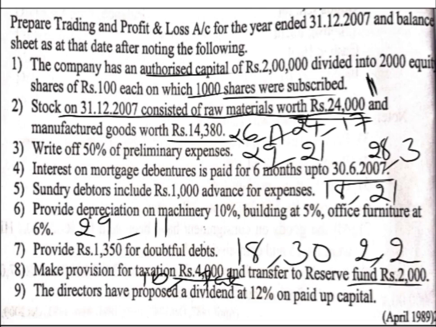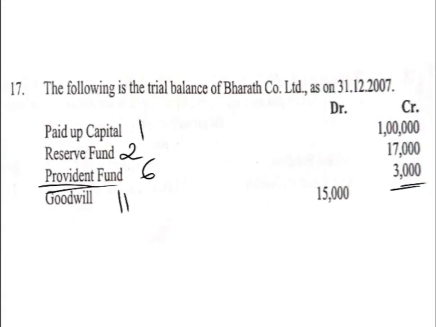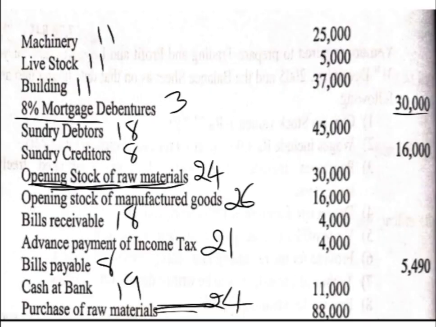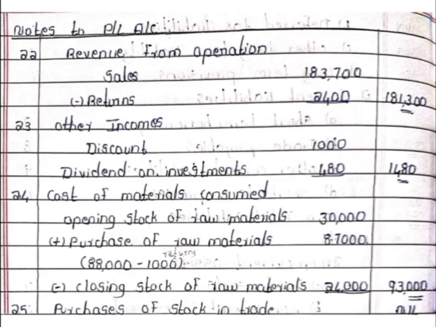Then directors have proposed a dividend of 12% on the paid up capital. So proposed dividend is like they have just declared it, they have not yet paid. So it will be shown once in note number 9, that is other current liabilities, and one more time you have to show in note number 2, that is reserves and surplus, that is like an appropriation of profit. How do we calculate? 12% on the paid up capital. Here they have given paid up capital as 1 lakh. So on 1 lakh we have to calculate 12%. So as we have completed with the discussion, now let us take up the solution part.